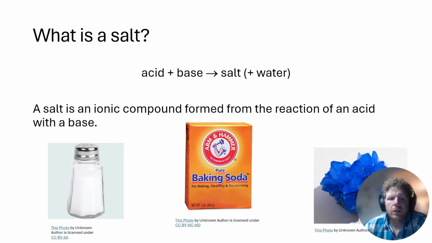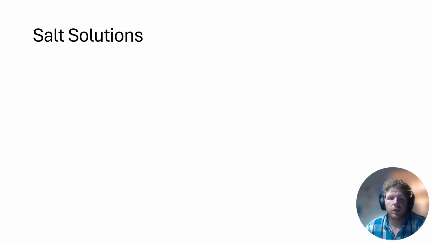So what is a salt? A neutralization reaction, or a reaction between an acid and base, is going to produce a salt and water. A salt is an ionic compound formed from the reaction of an acid with a base. Okay, this is not really new information. We've talked about this before. We talked about this in Gen Chem 1.